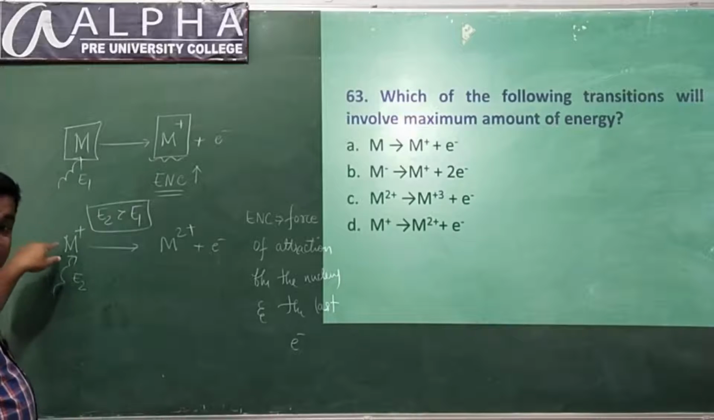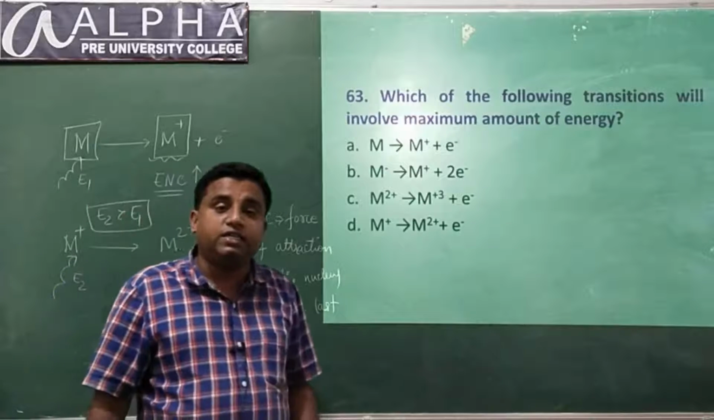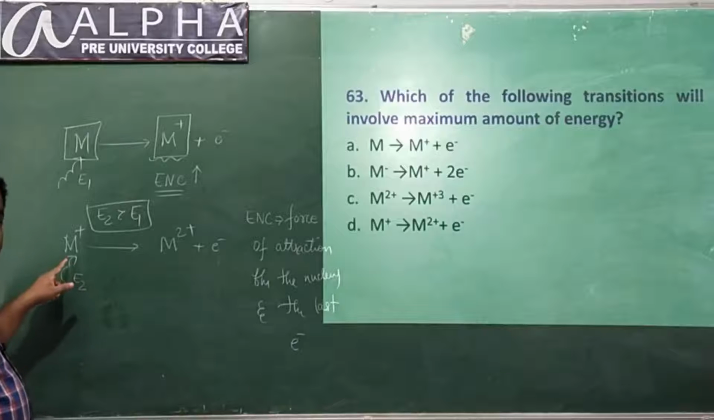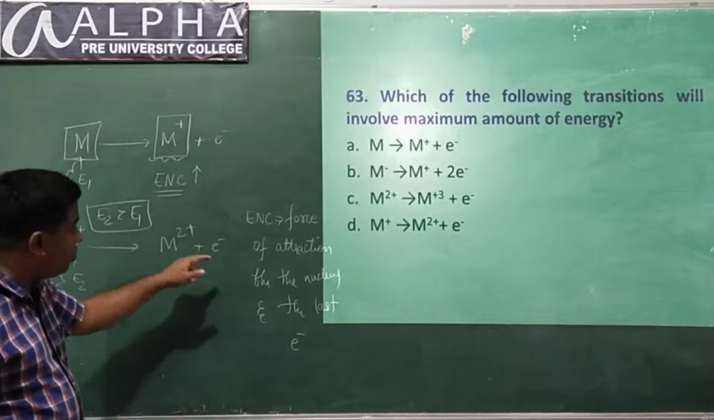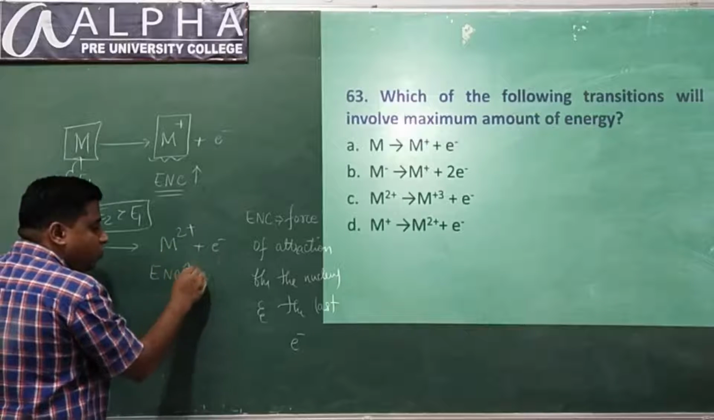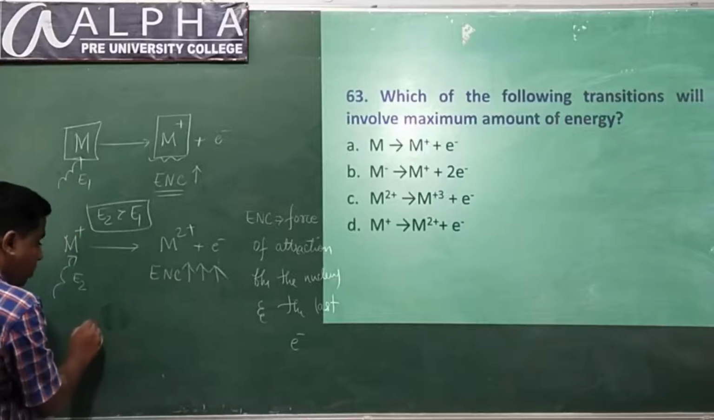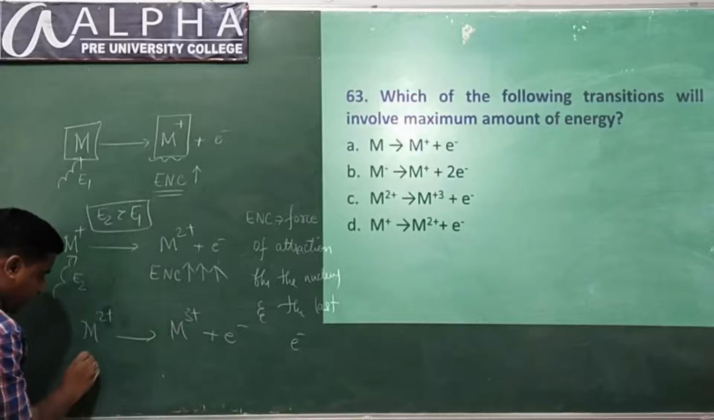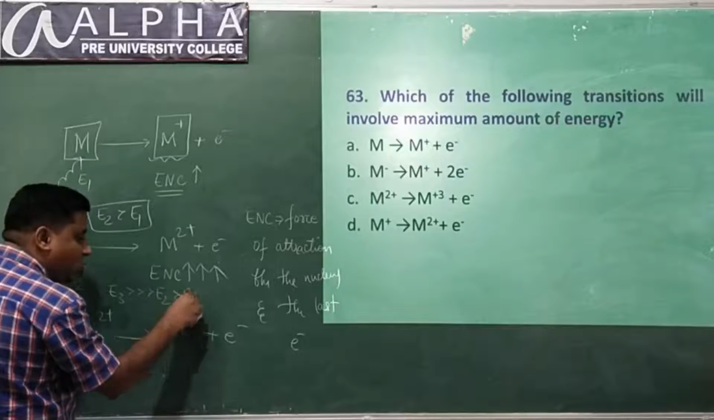Same element, but it is in the ionic form. It has lost one electron and formed M plus. On losing one electron, its effective nuclear charge has increased, so I have to supply more energy. Therefore E2 is greater than E1. Now, when this M plus loses one electron to form M2 plus, again the effective nuclear charge in M2 plus will be very high, the highest so far. If I have to remove one more electron from this ion to form M3 plus, I have to supply very high energy, that is E3. That means E3 is very much greater than E2, which is greater than E1.